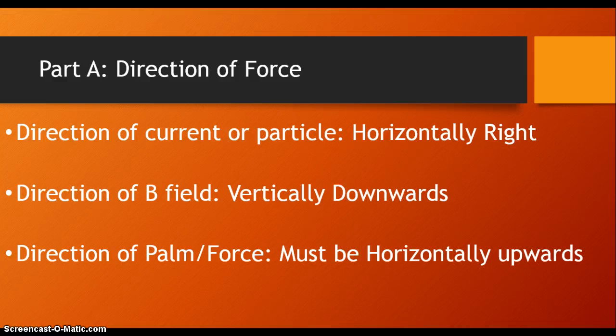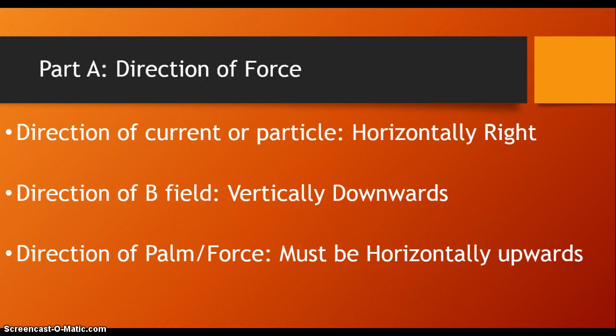Now, part A, direction of the force. So, the problem gives that the direction of the current is horizontally to the right. The direction of the B field is vertically downwards.